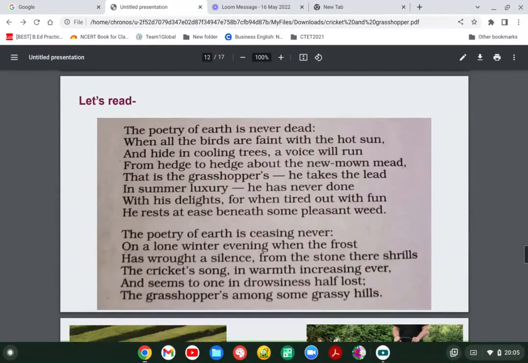Silence basically means that you cannot hear anything, when there is a kind of pin drop silence, right? We will be discussing it later on, but right now we are just focusing on the words. So the next word that you have is drowsiness.